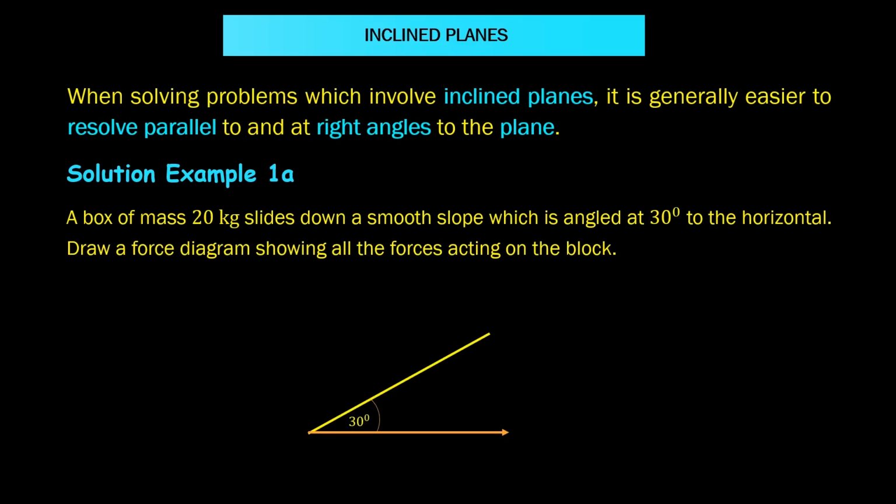So here's our slope inclined at 30 degrees and our 20 kilogram box. The reactionary force is as shown and the weight is 20 g. The missing angle of the triangle is 60 degrees. And this angle here is 30 degrees.